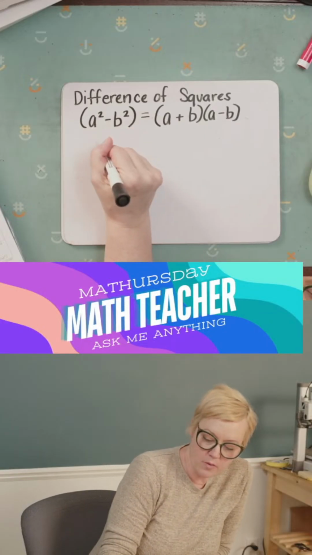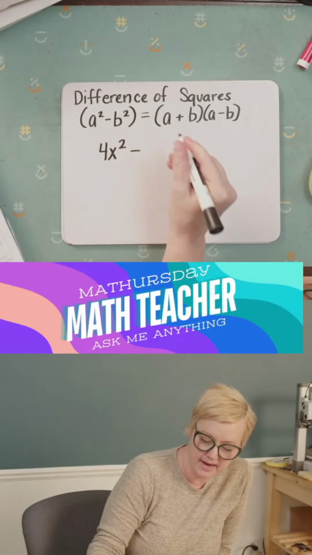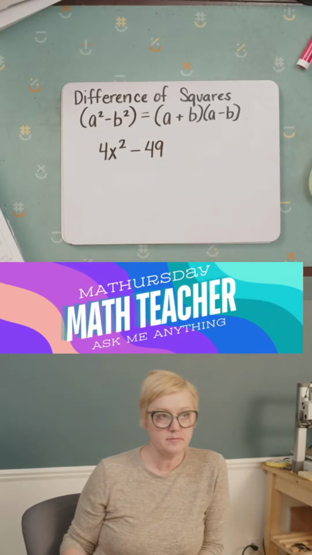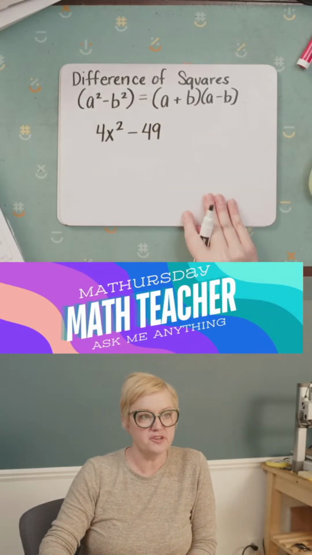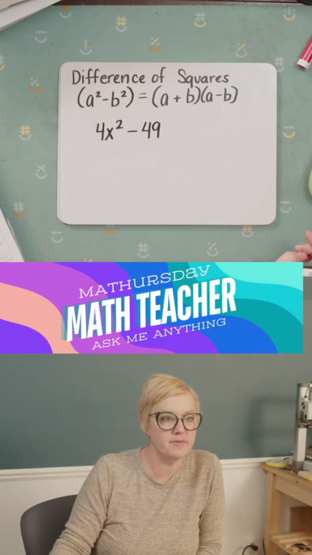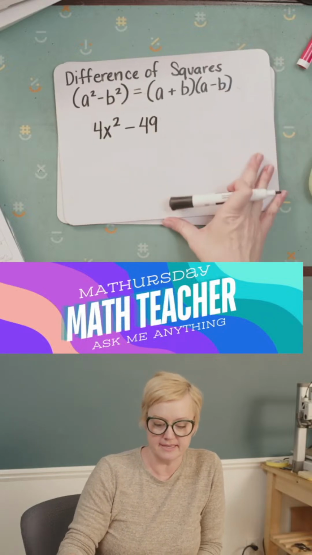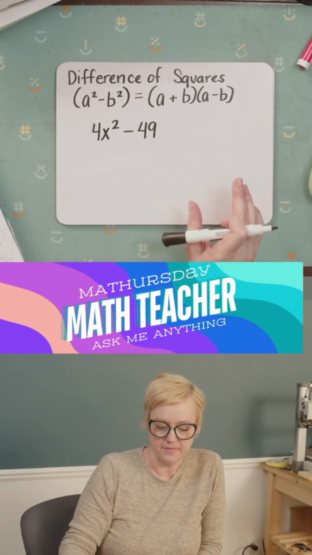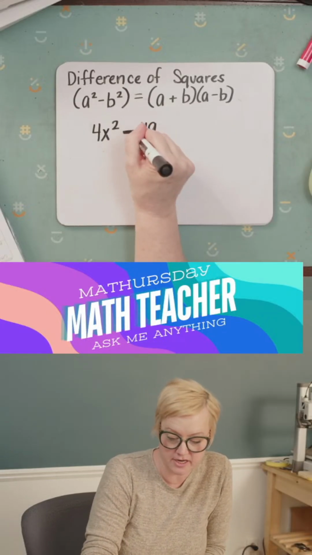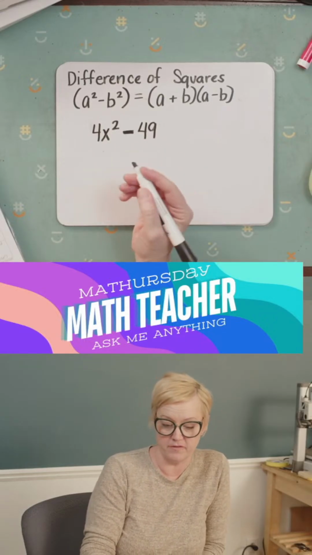So if I were to have 4x squared minus 49, and I asked you to factor this. Exactly, so they have to be a plus and a minus, so the b term cancels when you multiply these together. All right, so 4x squared minus 49. I've got my subtraction, great. And 4x squared is a perfect square and 49 is a perfect square.